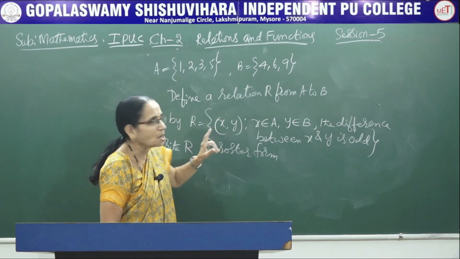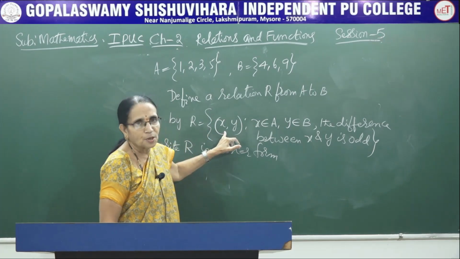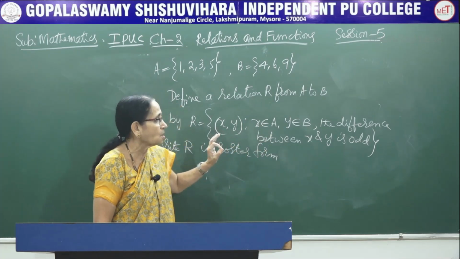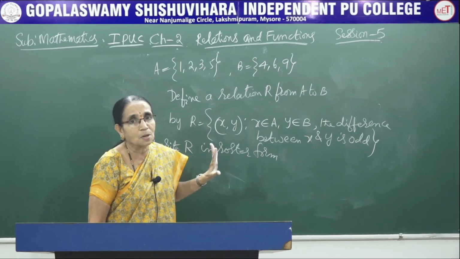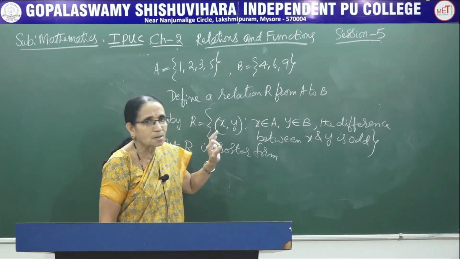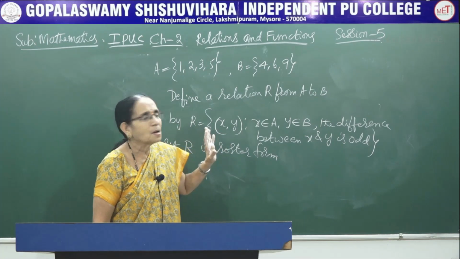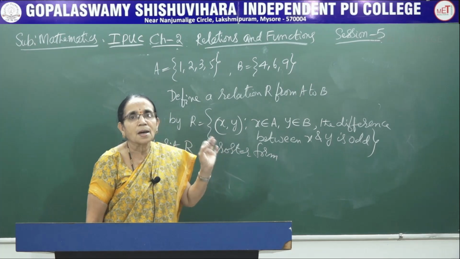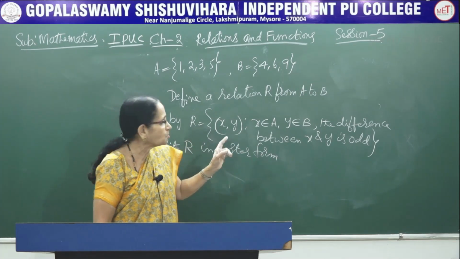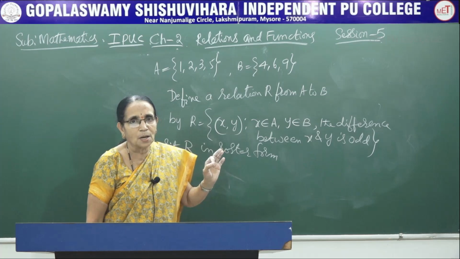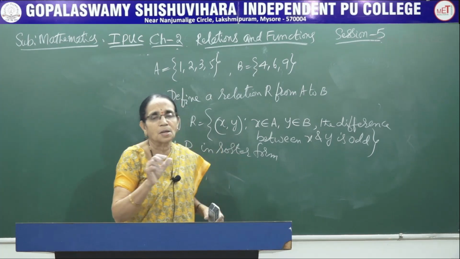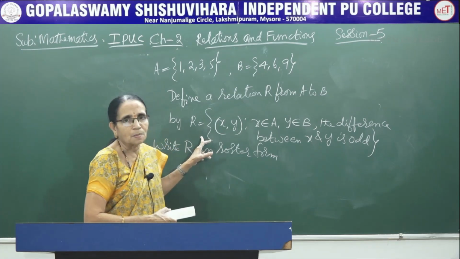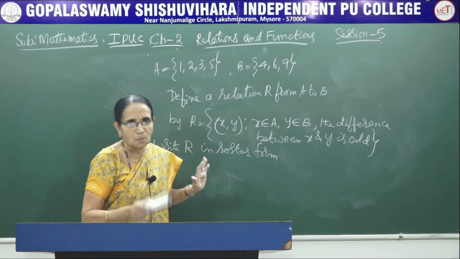Now, the relation has been defined like this. Take x from the first set, y from the second set. The difference between x and y is odd. I am not saying anything about negative numbers. You have to just consider the difference of the elements in the same order. Difference between x and y means x minus y. Take that combination, x minus y. If it is an odd number, it belongs to the relation. If it is an even number, it does not belong.